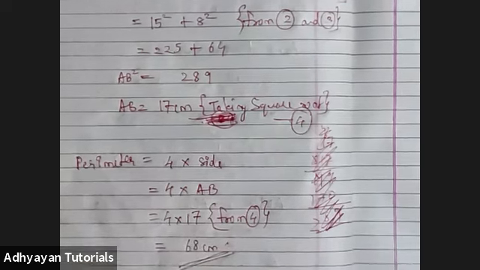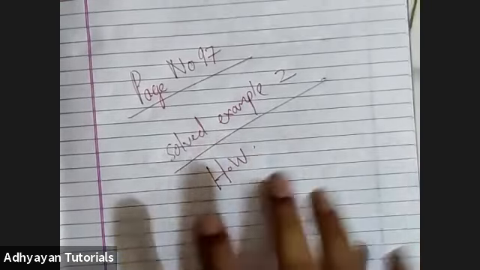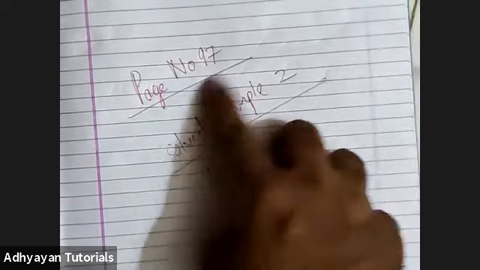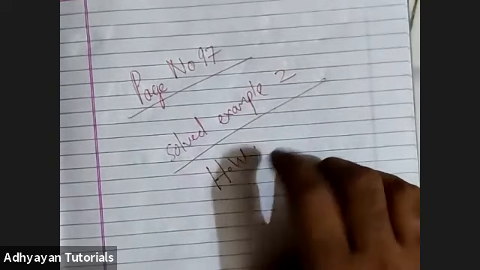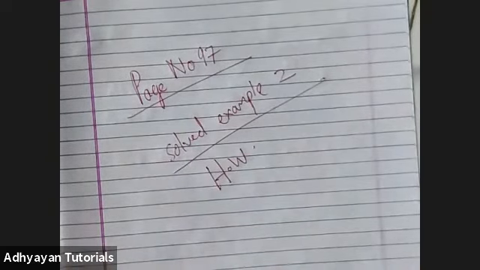So that said, children, we will be done for the day, and here is the homework. Page number 97, solved example 2 is the homework, which is exactly of the same category which we studied today, right?